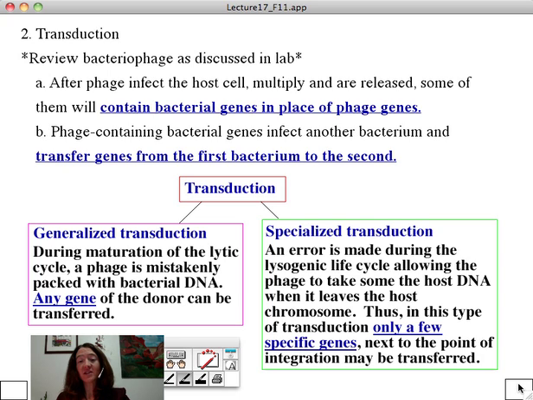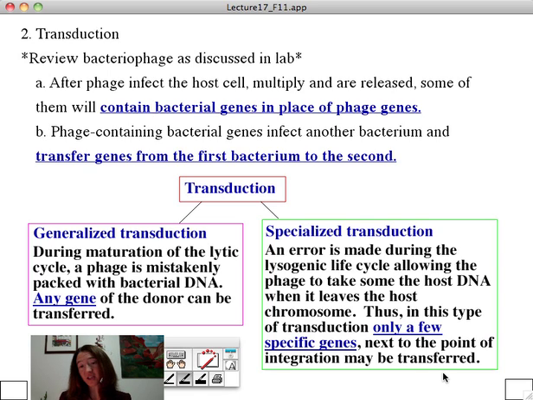Thus, in this type of transduction, only a few specific genes next to the point of integration may be transferred. It's not random the way that generalized transduction was. So if there's a specific note that the genes next to a site of integration are taken, you have to recognize that that'll be specialized transduction. We're going to talk a little bit more about generalized transduction.